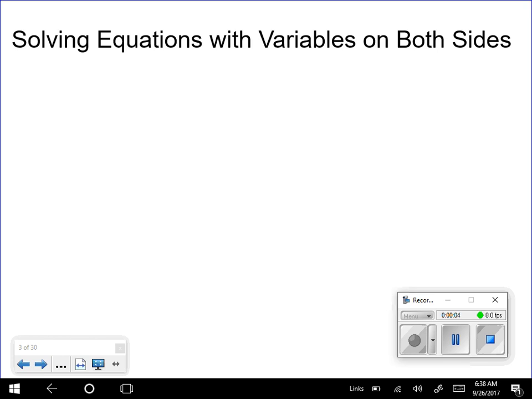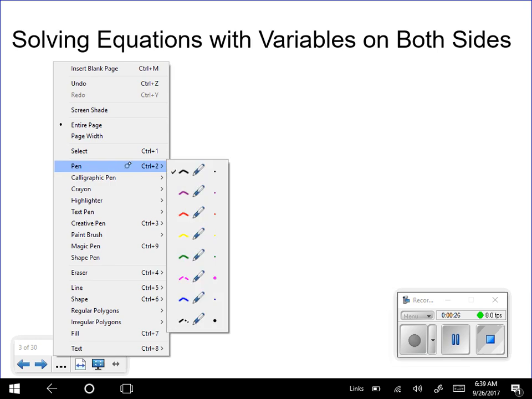It's been a while since we've seen a video. So, yesterday we took a quiz over solving equations. There were some that were one step, some that were two steps, some that had some multi-step parts. Today we're adding one piece, and it mainly deals with having variables on both sides of our equation.